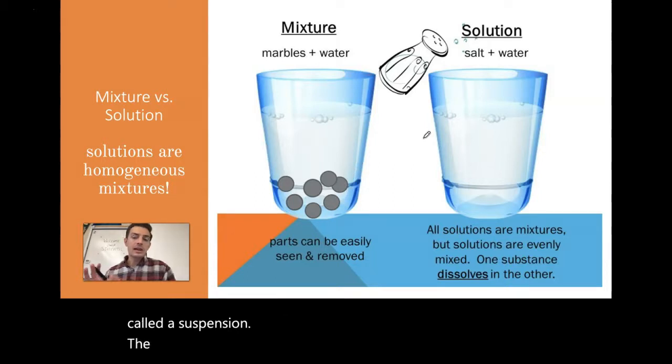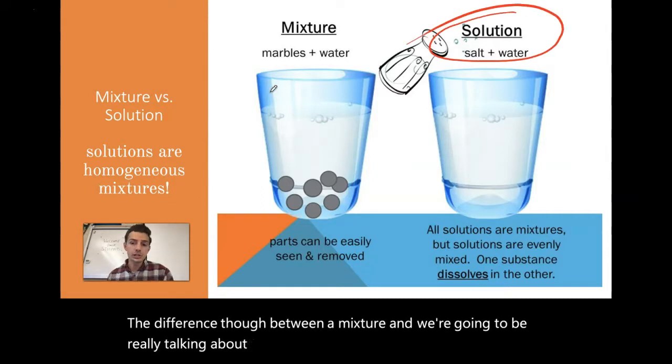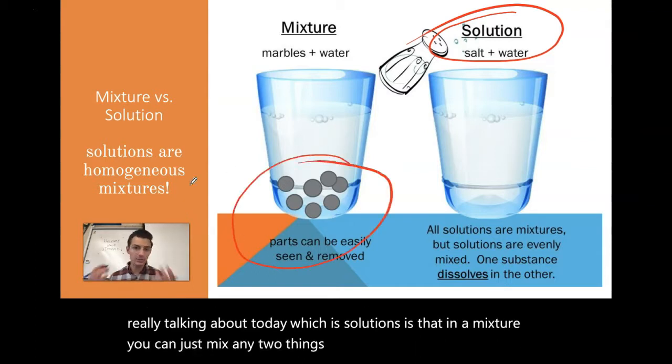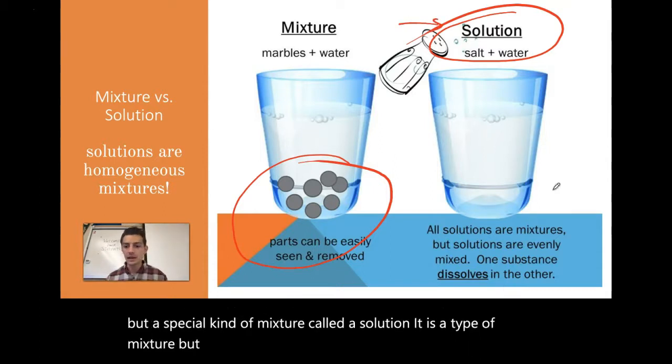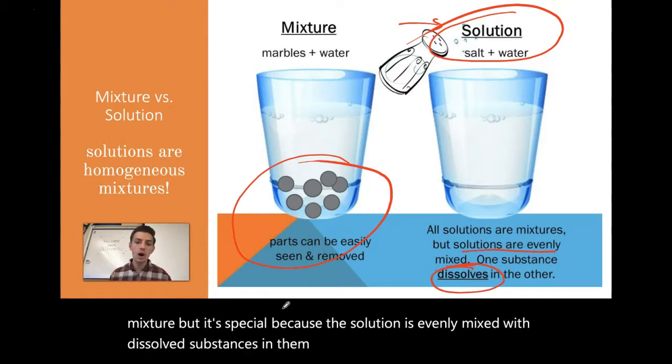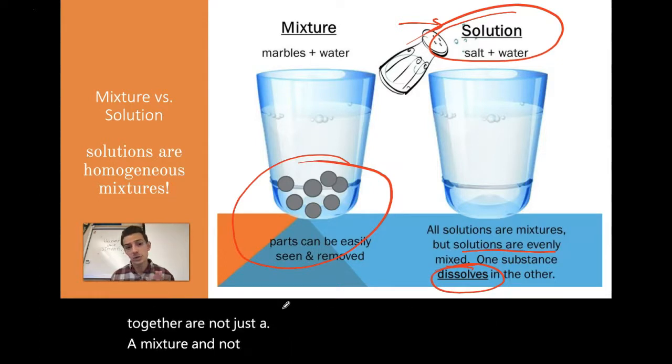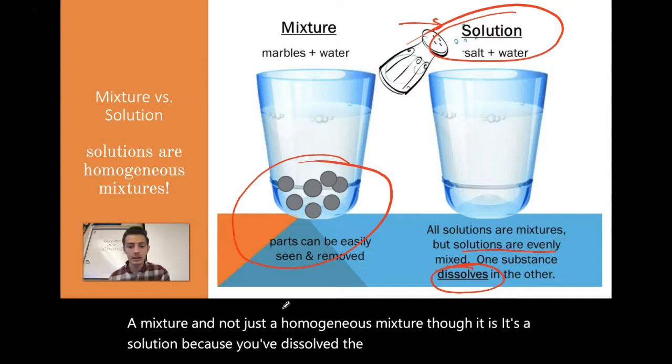The difference, though, between a mixture and what we're going to be really talking about today, which is solutions, is that in a mixture, you can just mix any two things together and you've got a mixture. But a special kind of mixture called a solution, it is a type of mixture, but it's special because the solution is evenly mixed with dissolved substances in them. So salt and water mixed together are not just a mixture and not just a homogeneous mixture, it's a solution because you've dissolved the substance into another substance.